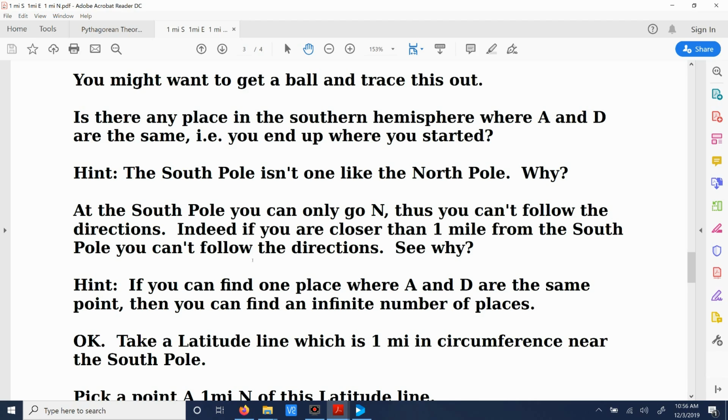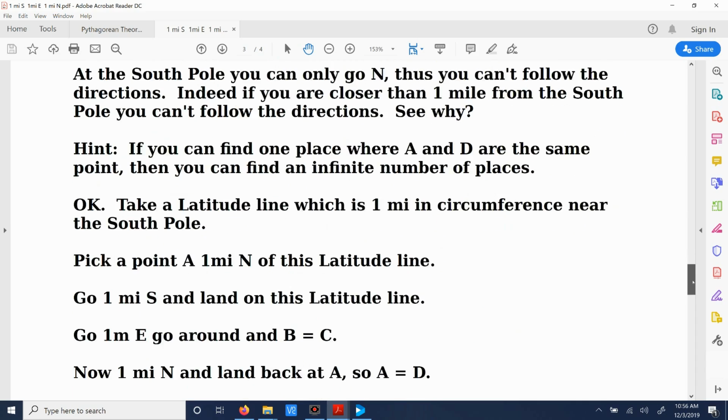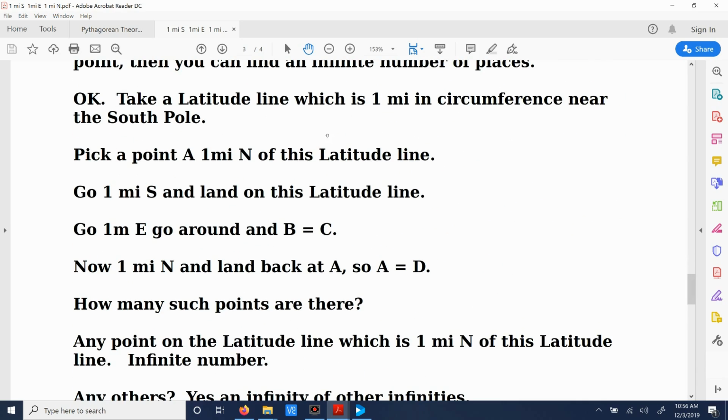Now, at this point in time, if you stop and think about it, you ought to be able to figure out. I'm going to give you a hint. If you can find a place where A and D will end up being the same, there's going to be an infinite number of places in the southern hemisphere. And here's the answer. Around the South Pole, find a latitude line whose circumference is exactly a mile. You can do that. Pick a point A now that is 1 mile north of this latitude line.